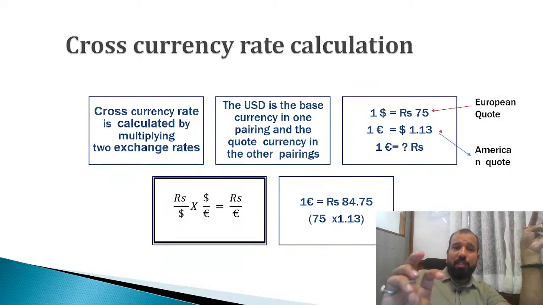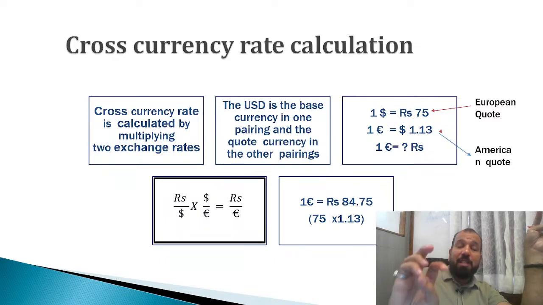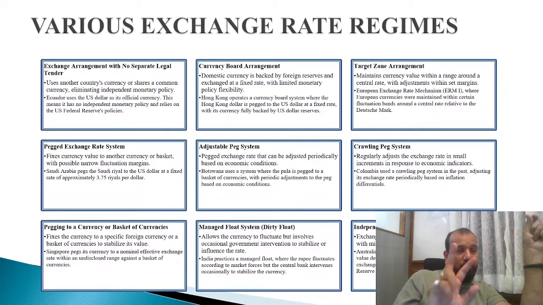In a fixed system, we have the currency board system, and again, the target zone arrangement, currency pegging, and currency basket. In a flexible system, we have two: free float and managed float. In a free float, there is no intervention of the government or central bank. In a managed float, sometimes there is an intervention of the government. The government of the respective state devalues the currency. That is called devaluation also. That is called managed float.